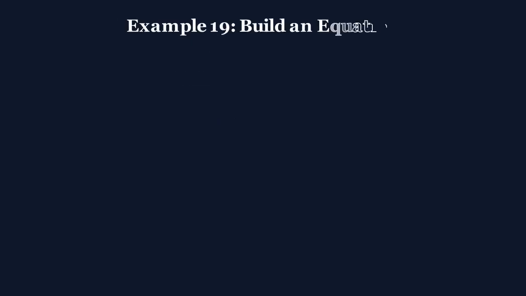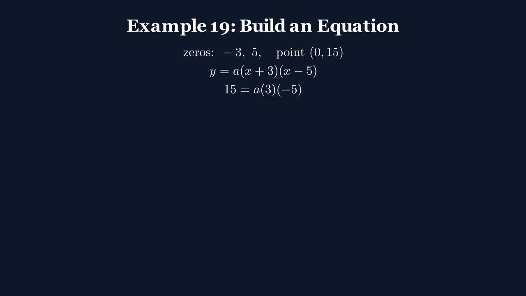Example 19. A quadratic has zeros at -3 and 5 and passes through (0, 15). Start with factored form. y equals a times (x plus 3) times (x minus 5). Use the point (0, 15). 15 equals a times 3 times -5, so 15 equals -15a. Therefore, a equals -1. The equation is y equals -(x plus 3) times (x minus 5).